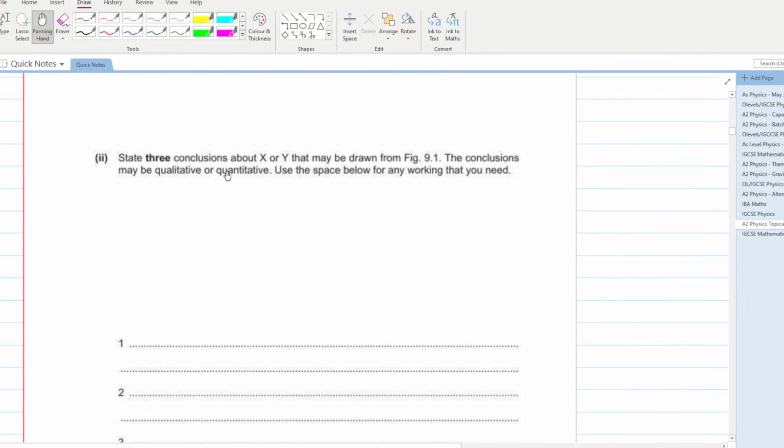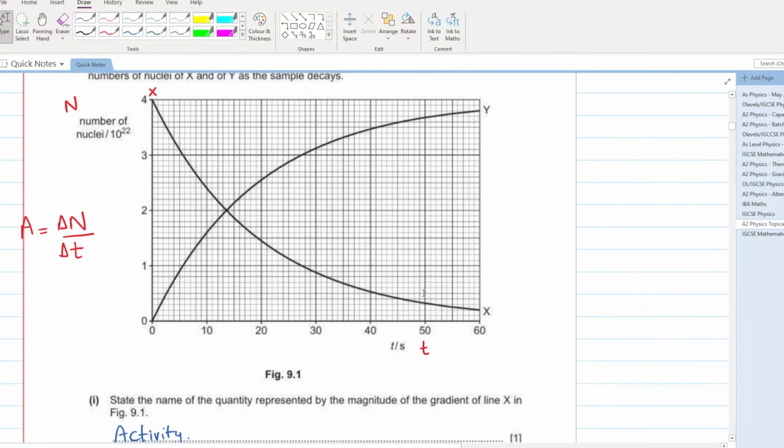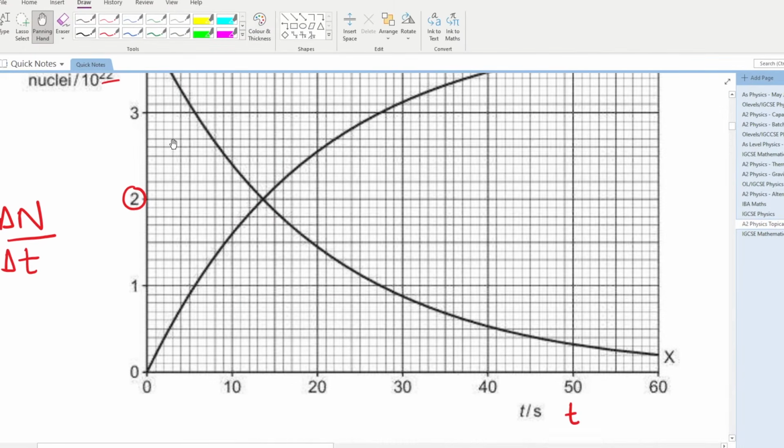State 3 conclusions about X or Y that may be drawn from figure 9.1. The conclusions may be quantitative or qualitative. Use the spaces below for any working that you need. First of all, my instinctive behavior here should be that I am starting from 4 into 10 raised to the power of 22 nuclei. When these nuclei half, when these nuclei go from 4 to 2, what is the time taken for the number of nuclei to half? The time taken for the number of nuclei to half is this value.